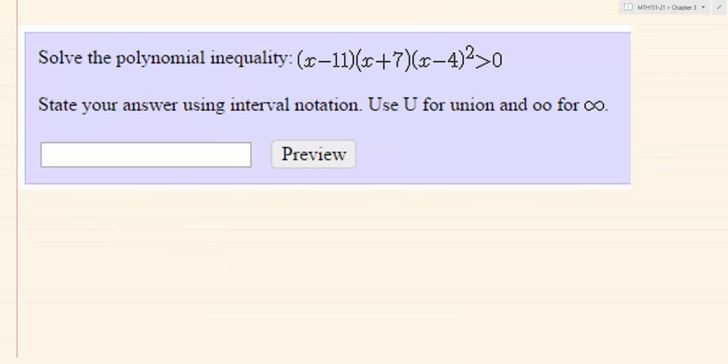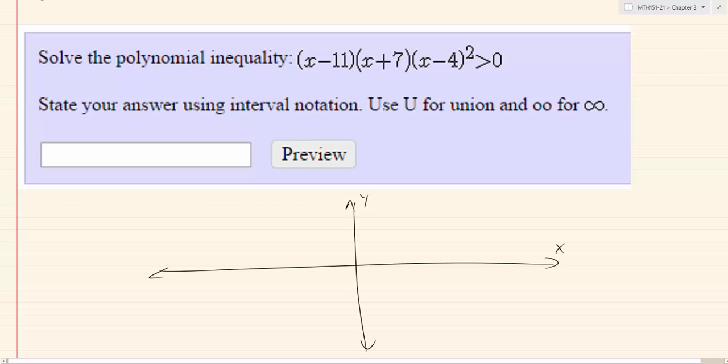So another problem. Solve the polynomial inequality, blah, blah, blah, greater than 0. Layer 1, identify the x-intercepts. It looks like 11, -7, and 4. The -7 is odd multiplicity, the 4 is even multiplicity, and the 11 is odd.